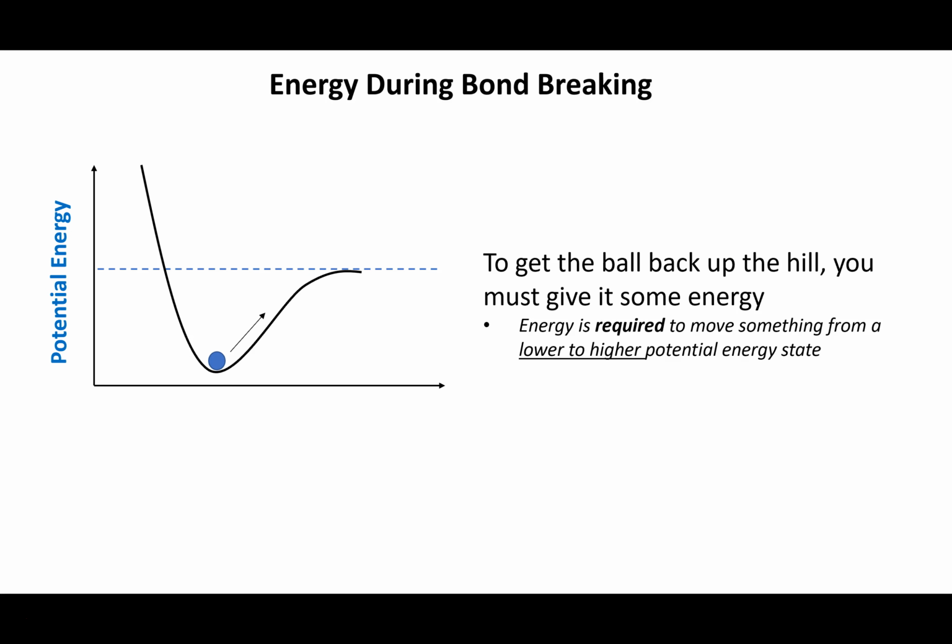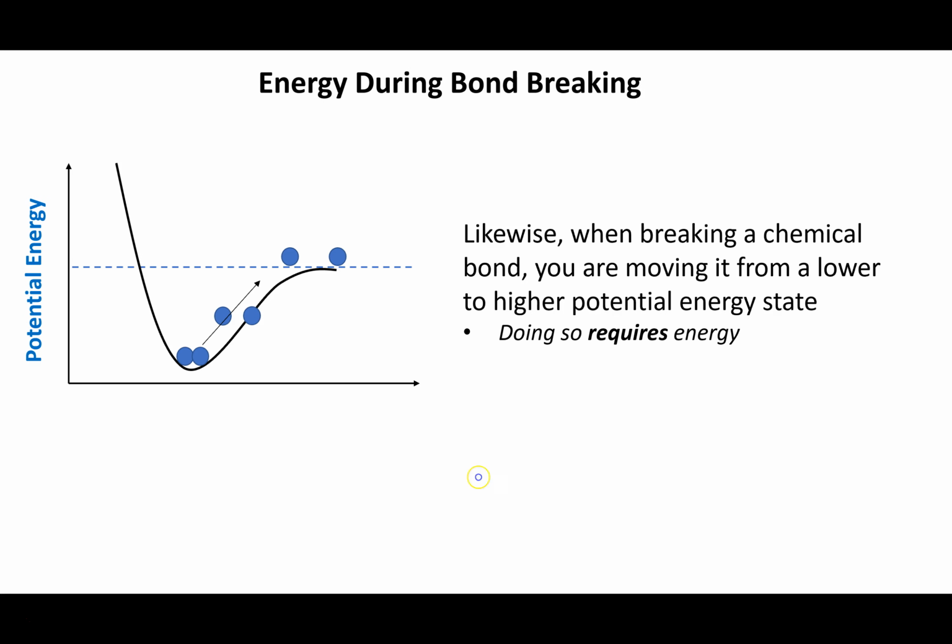Now, what about bond breaking? So imagine you have the same potential energy diagram right here, but instead of atoms, I'm going to talk about this ball at the bottom of the hill. And I wanted you to push that ball up the hill. Well, to get the ball back up the hill, you already know that you must give it some energy. So energy is required to move something from a lower potential energy state to a higher potential energy state. That's rather intuitive. You would know what to do with a ball at the bottom of a hill to get it to a higher point on that hill, or at least to the top of the hill.